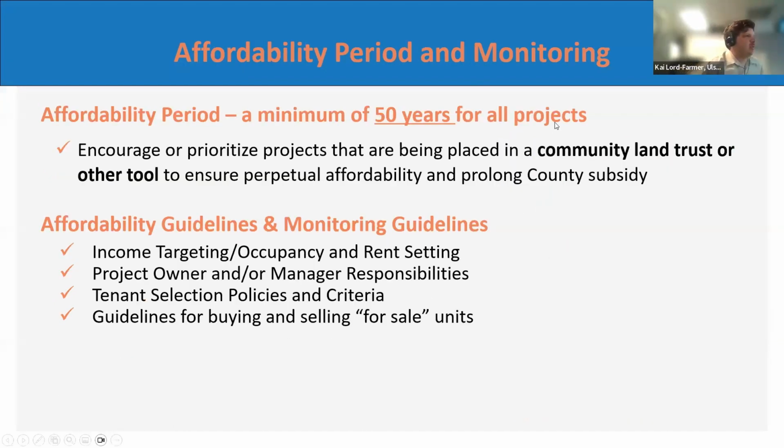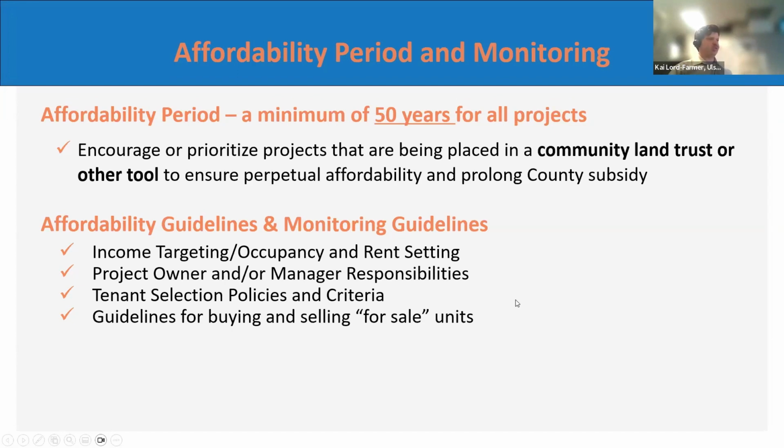So in terms of the affordability period, the main focus of this fund is really to ensure long-term affordability and stability for Ulster County residents. So we have an affordability period of 50 years for all projects for round one. We are also encouraging and prioritizing projects that are being placed in a community land trust or another tool similar to a community land trust that can ensure that these projects remain affordable forever or in perpetuity.